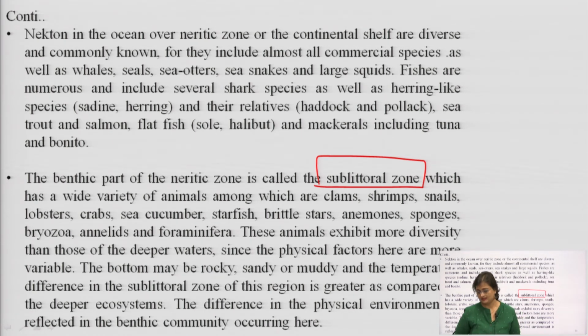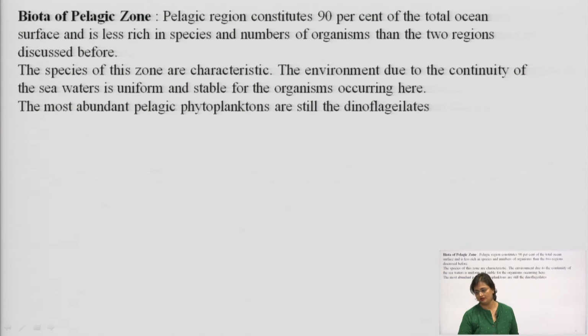Next, the third community, the pelagic zone, constitutes 90% of the total ocean surface and is less rich in species. The species of this zone are characteristic, because the environment here is harsh, hence the species here are special to this very zone.